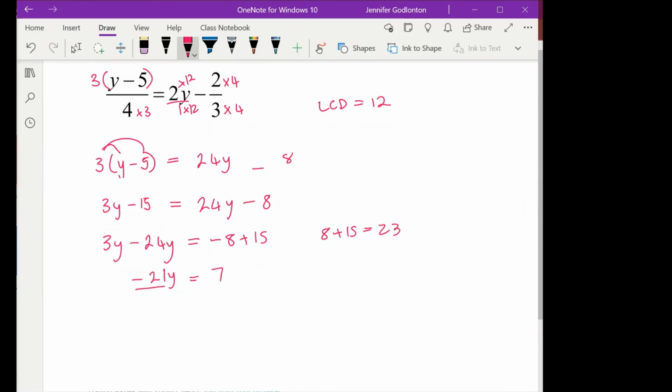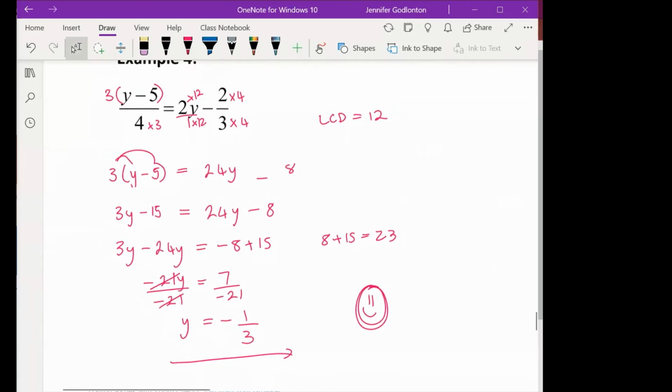Okay. Last step, divide by the coefficient. 21 divided by 21. So what's my final answer? So then y is equal to negative 1 over 3. Yay! Sure, I was gunning for you there. Nice. This was a tough question, guys. Remember, we always got to end on the hardest.